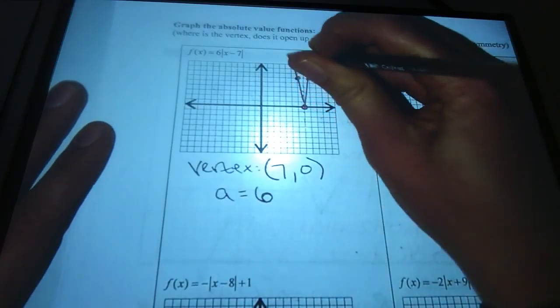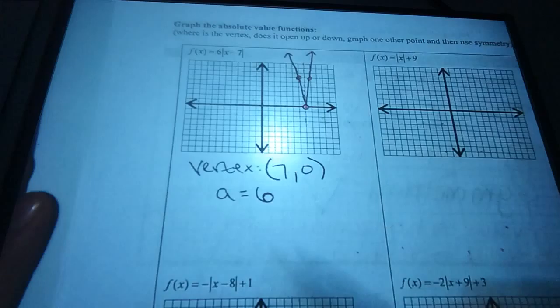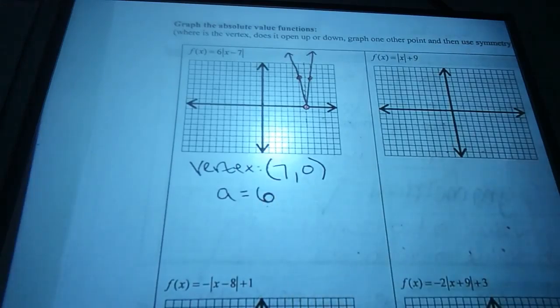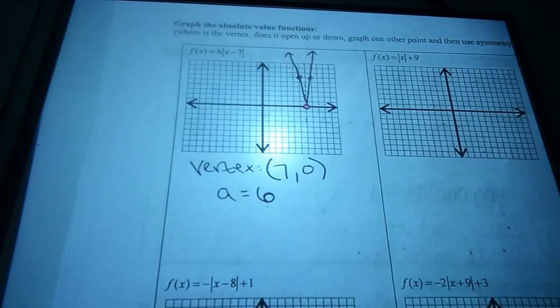Symmetrical. Look at how narrow that is. Why is it narrow? The larger this A value gets, the more narrow it's going to become. Remember when we did 3, it was narrow. 6 is going to be even more narrow. If A was 10, it'd be even more squished together.